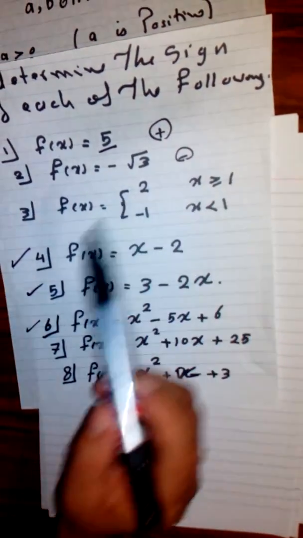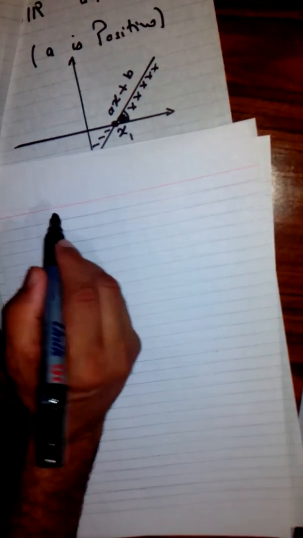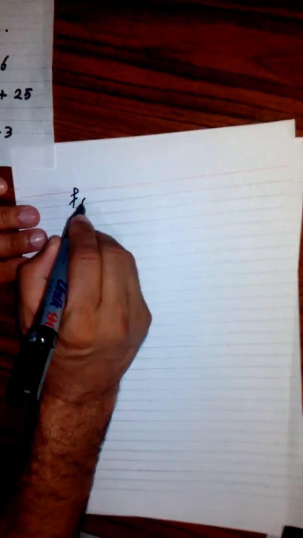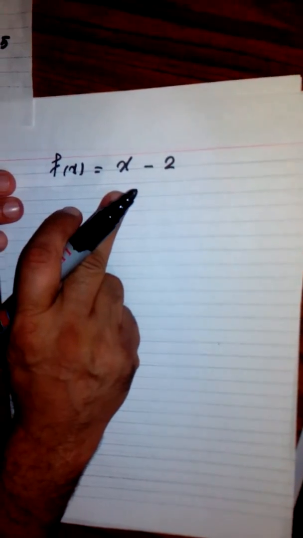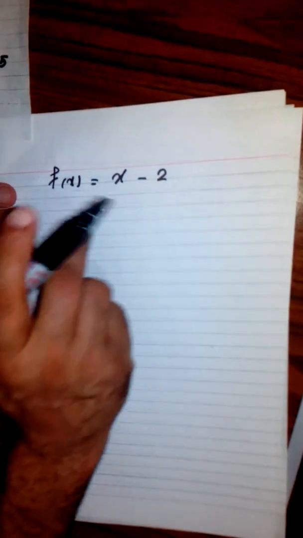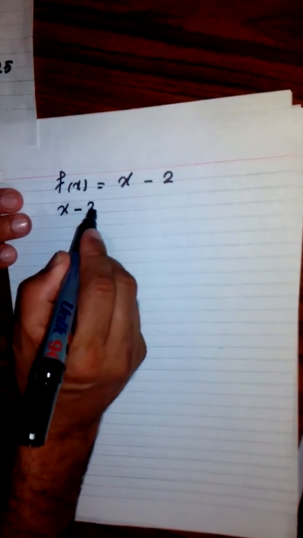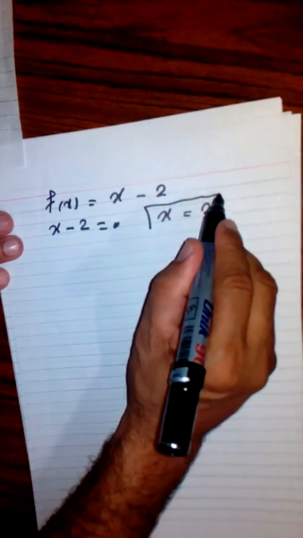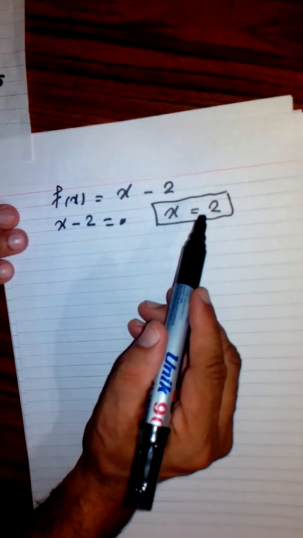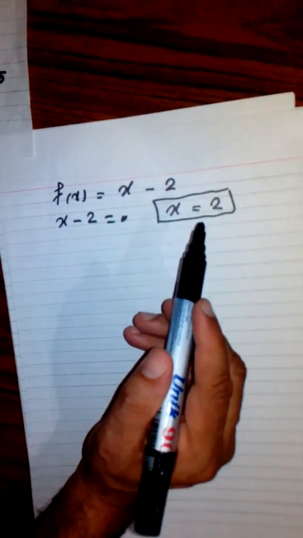Question: determine the sign of each of the following. f of x equals x minus 2. This is a linear function, a polynomial of degree 1. The first step: we put f of x equal to 0. x minus 2 equals 0, so x equals 2. Then x equals 2 is the point of intersection with the x-axis.